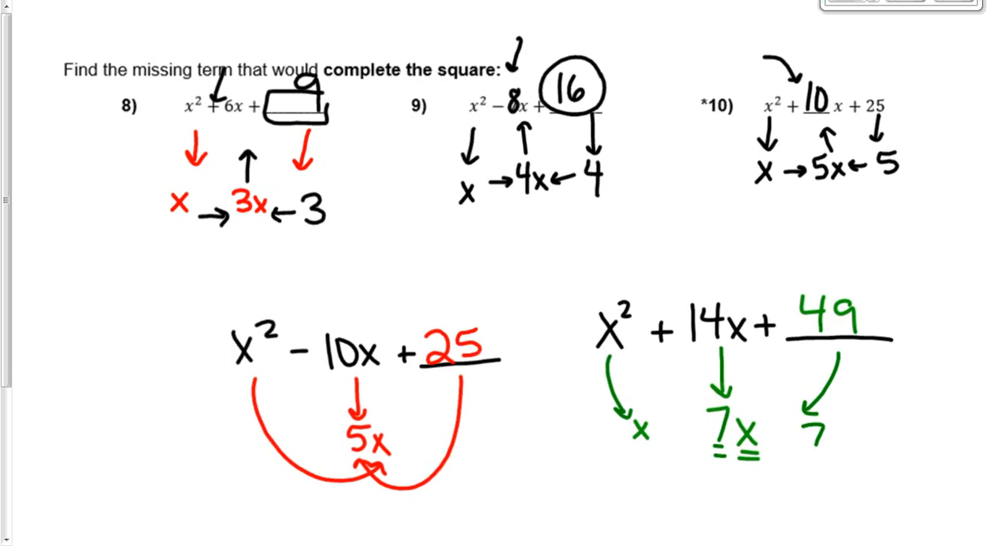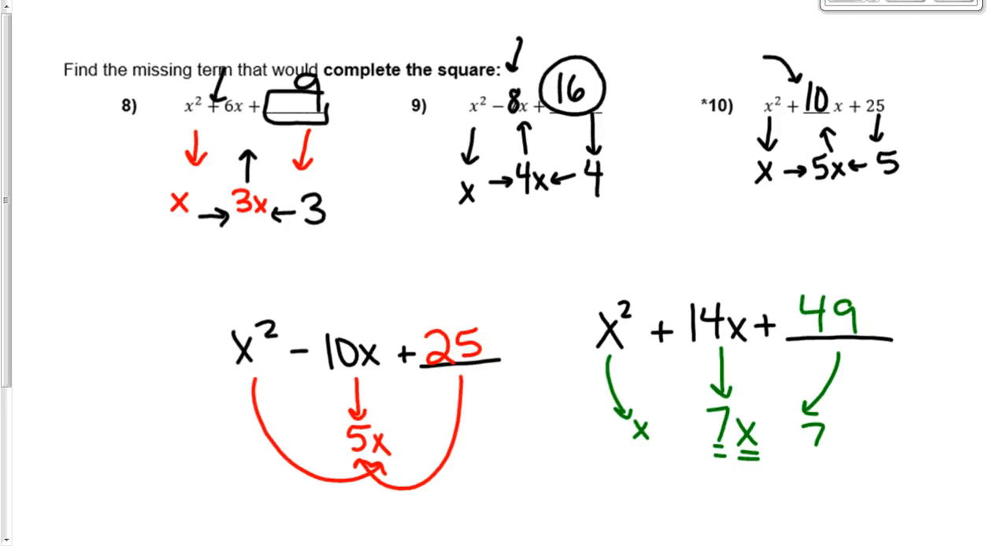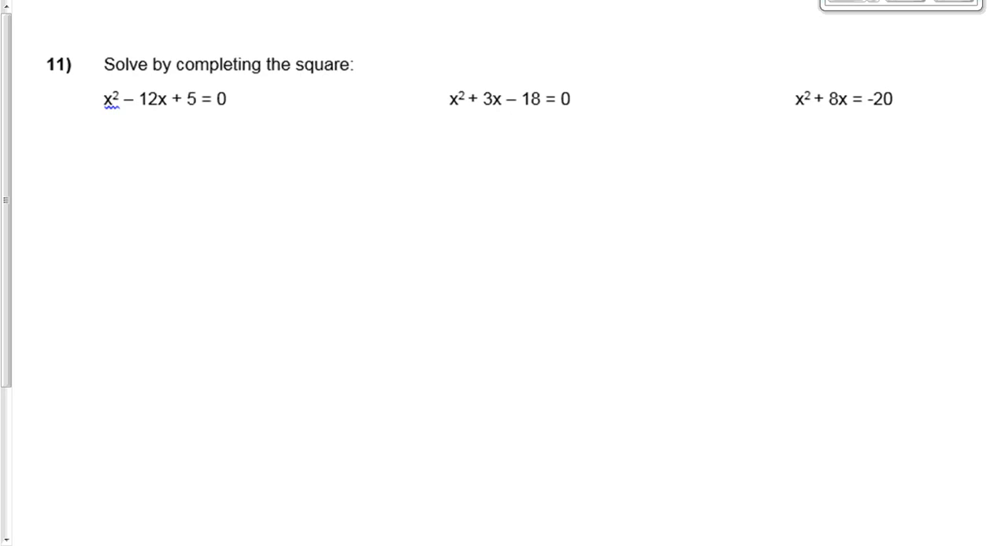Okay? So let's continue this process that actually will give us the roots, because all this was doing was helping us set up the equation. This is how we actually get the roots. Remember, it's equal to 0 because that's giving us the roots. So x squared minus 12x plus 5. Well, that is not a perfect square trinomial because 5 is not a perfect square, right? So we need to make this work for us and complete it so that it is a perfect square trinomial.